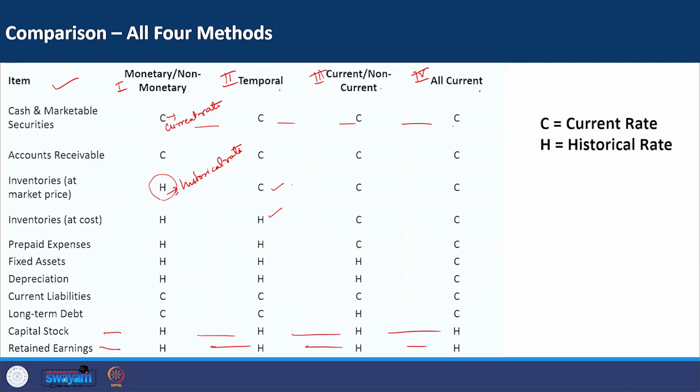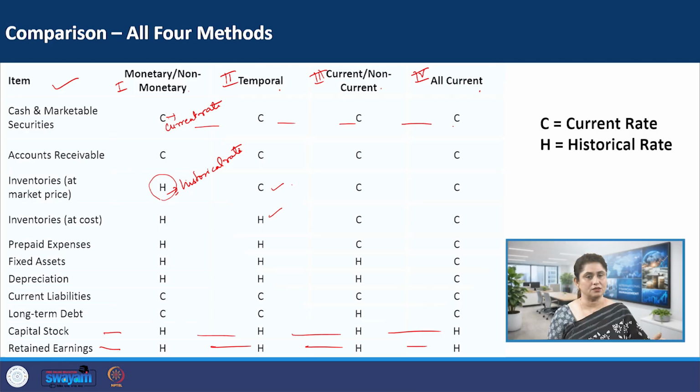So, fixed assets use the historical rate under 3 of the 4 methods. Only in the all current method do they translate them at the closing rate. This is because fixed assets are non-monetary, non-current and carried at cost. Three characteristics that point to the historical rate, so under the current non-current, monetary non-monetary and temporal methods are alike.